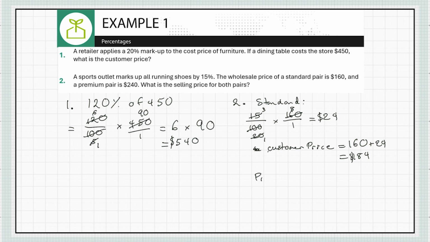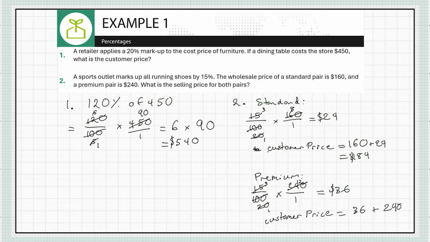And for our premium, it's going to be exactly the same thing. We'll do 15 over 100. We'll reduce it down to 3 over 20, and we'll multiply it by our $240 price. So we'll just look for any kind of cancellation we can do here. We can divide them both by 20 and we'll get 12. So 3 times 12 is just going to be $36. So our customer price is going to be equal to 36 plus 240, which is equal to $276.